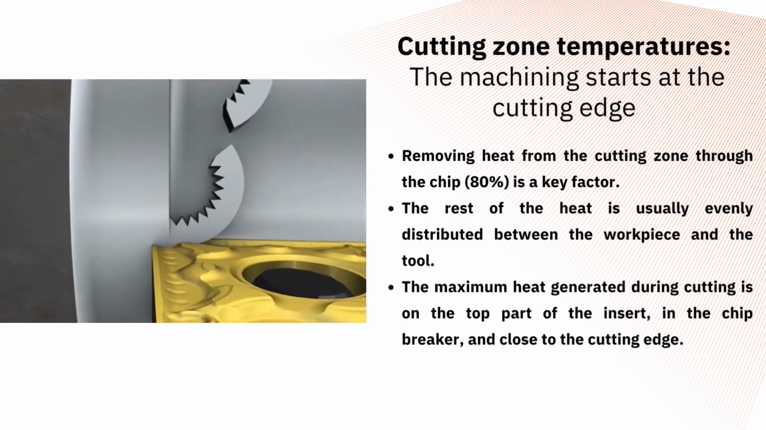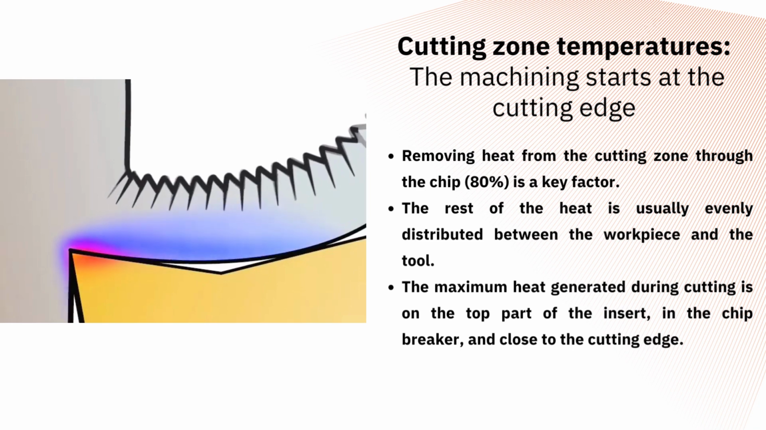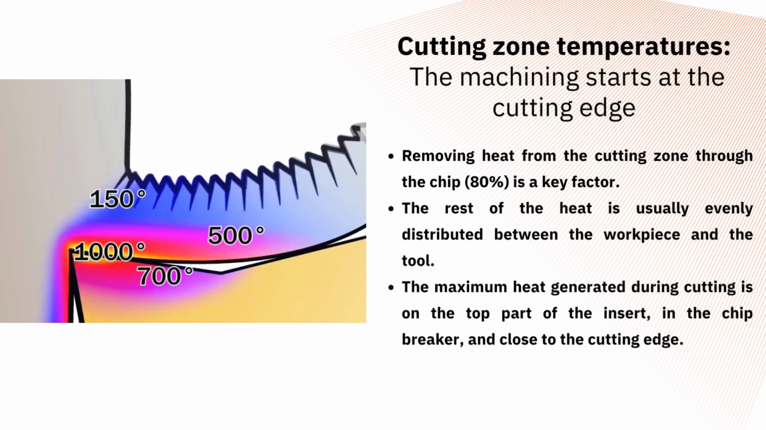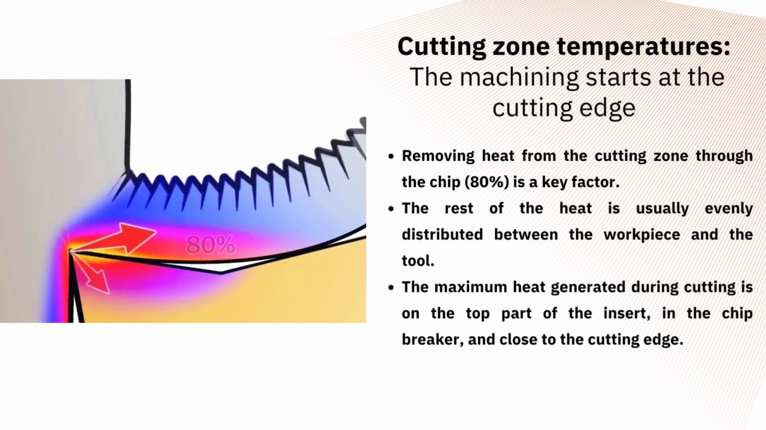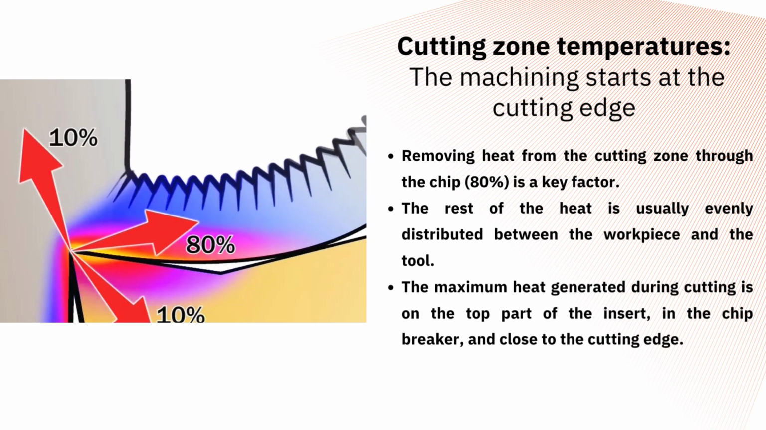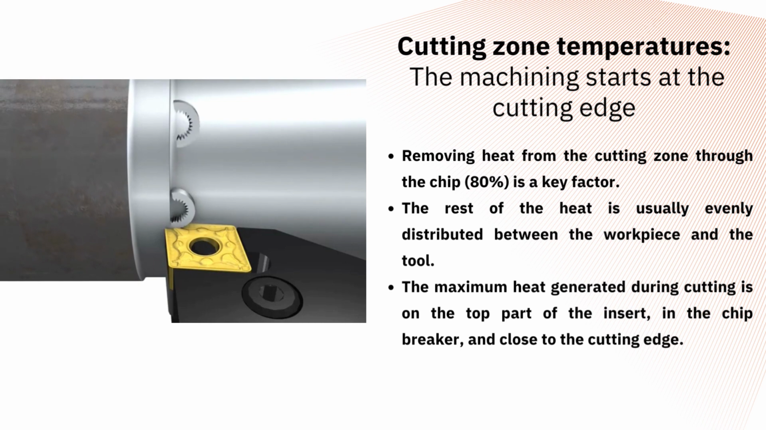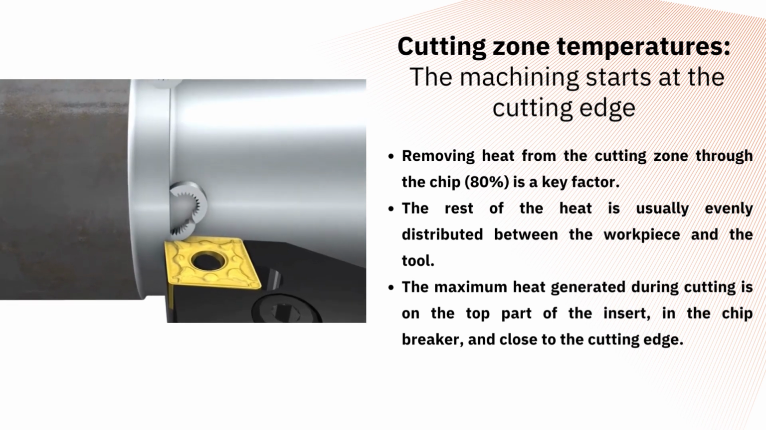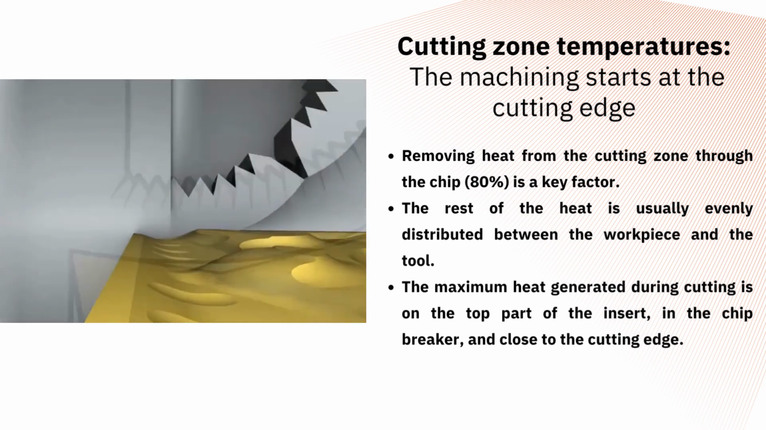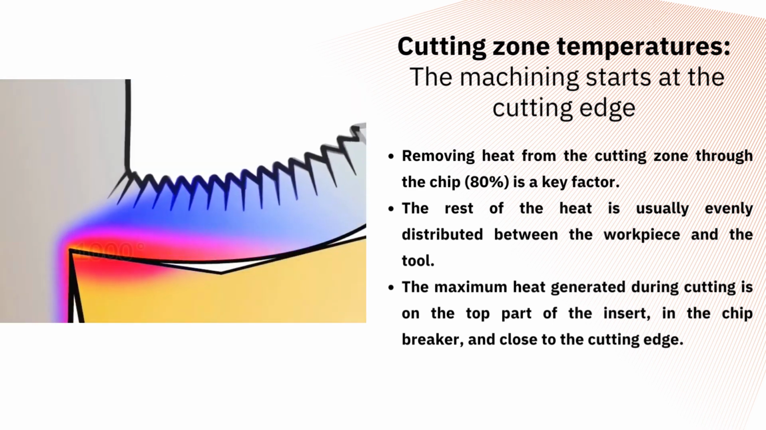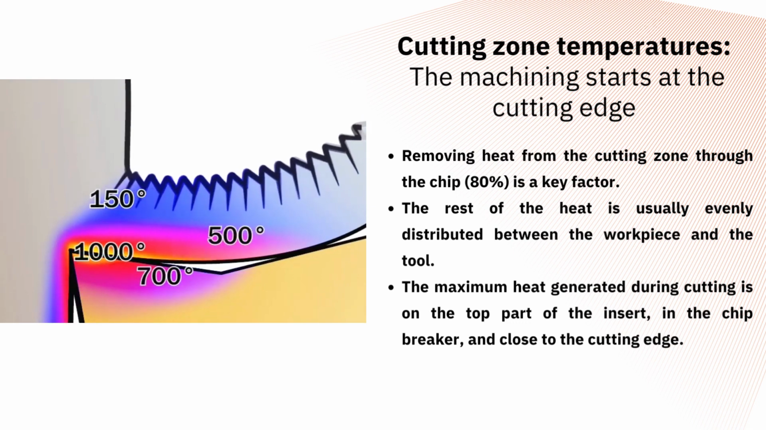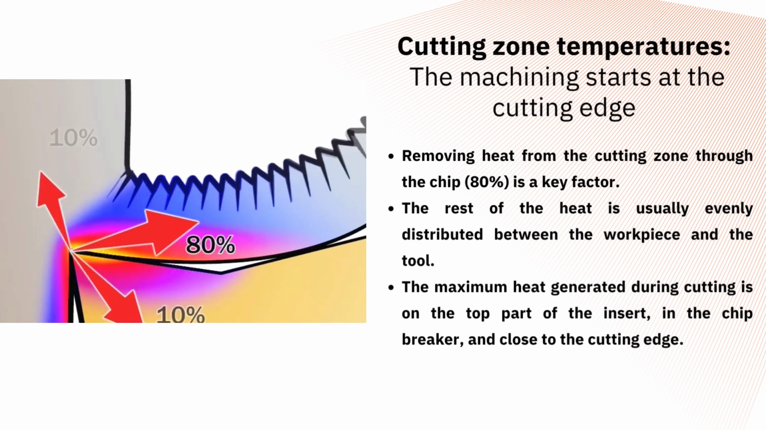The rest of the heat is usually evenly distributed between the workpiece and the tool, as can be seen in the animation. The maximum heat generated during cutting is on the top part of the insert, in the chip breaker, and close to the cutting edge. This is where the maximum pressure from the material is, and the friction between the chip and carbide causes these high temperatures. For this reason, removing the chip from the cutting area by breaking it during the chip removal process will reduce the transfer of the generated heat removed from the environment with the chip to the cutting tool.